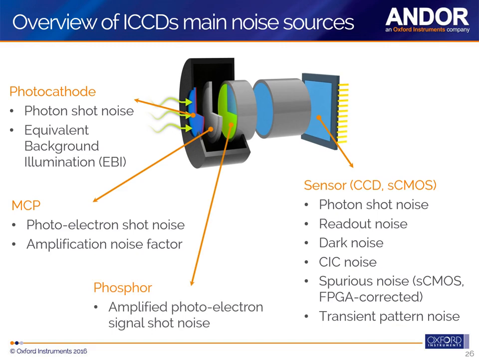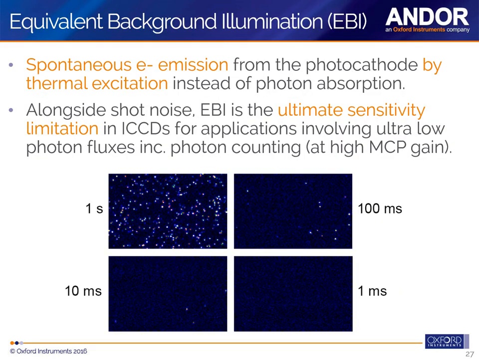The phosphor as well sees the photoelectron cloud amplified coming from the MCP, and there is a shot noise associated with it as well. So there are a lot of different noise sources. We've seen that from a sensor point of view, the main one is the readout noise. However, applying MCP gain would overcome this readout noise to an extent. The primary source of noise and limitation of sensitivity of ICCDs, besides shot noise, is EBI.